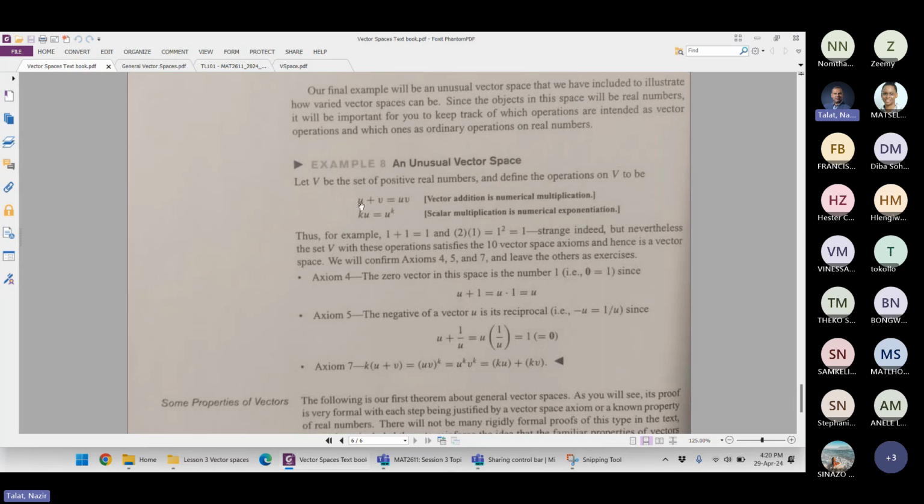You can see that u plus minus u is equal to u times 1 over u, which is 1. And 1 is the zero vector here, because if you take u plus 1, it is equal to u times 1, which is equal to again u.